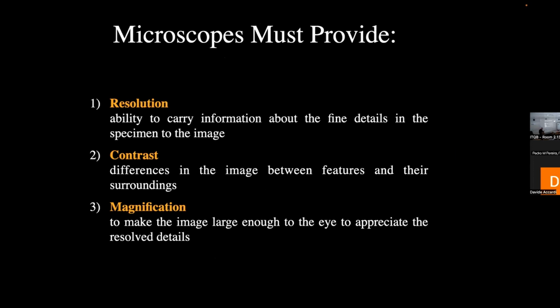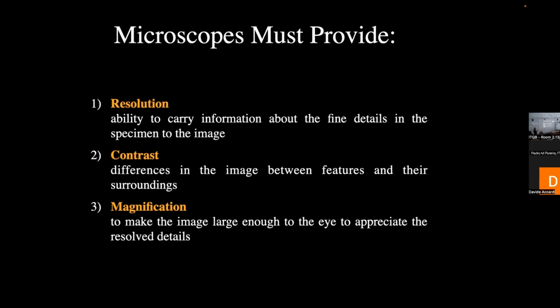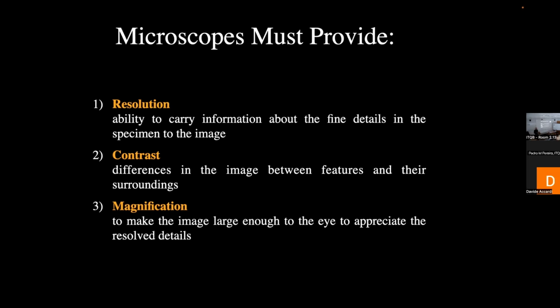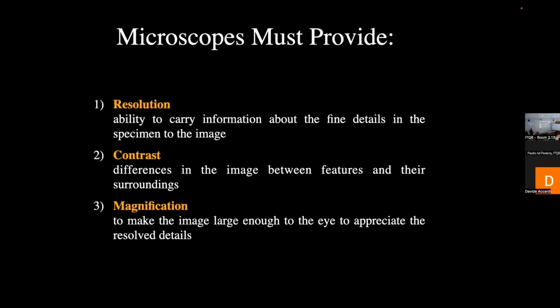So what a microscope needs to do is provide resolution, contrast, and magnification. So now, what is resolution? Resolution is the ability to carry information about the fine details in the specimen to the image. Contrast is the difference in the image between features and their surroundings, which means, for example, there is very little contrast between my t-shirt and my shirt because they have the same color. So you almost don't see where one starts and the other ends, right? And so you will see it's extremely important to be able to distinguish between foreground and background. Okay. And magnification. Magnification because we need to make the image large enough to appreciate these tiny details, okay?